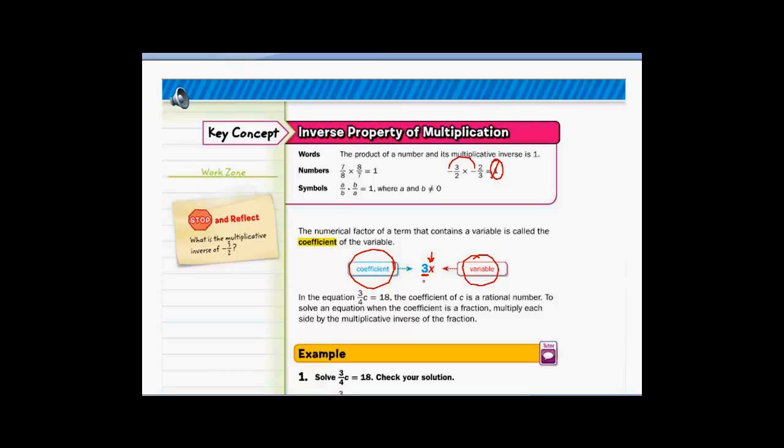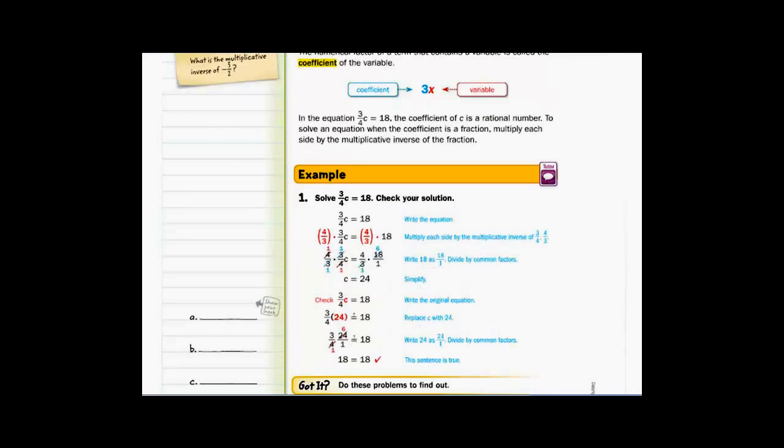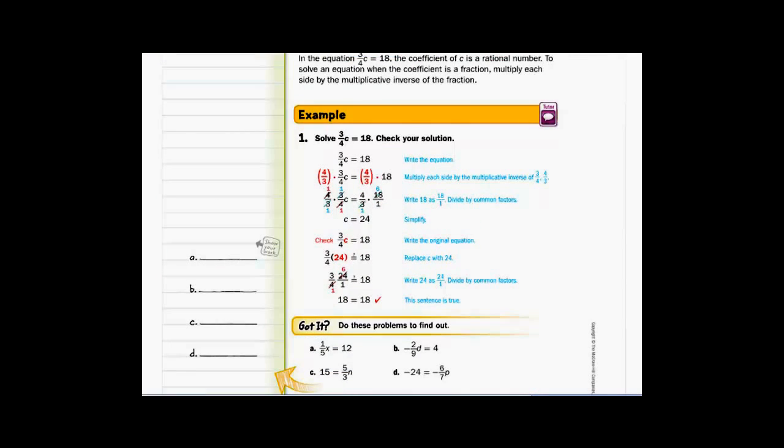All right? So if I give you something like 3/4 c equals 18, which is the first example here. Solve 3/4 c equals 18. Check your solution. Now we'll talk more about checking in just a minute, but first let's just get it solved. The idea for solving any equation is to get the letter by itself. And in algebra, you know that if there is no number in front of the letter, it is a 1, right? So you basically want the number in front of the c to be a 1.